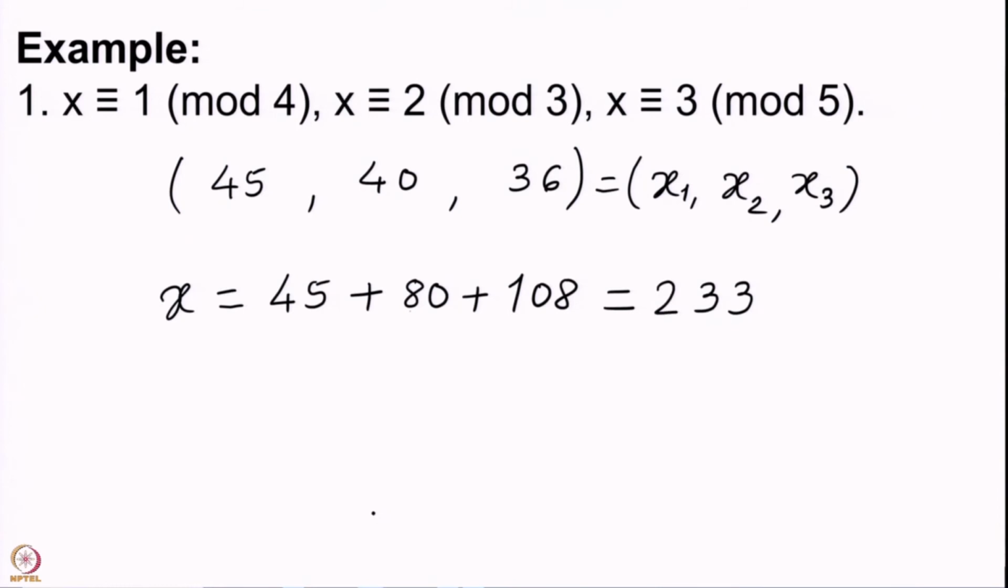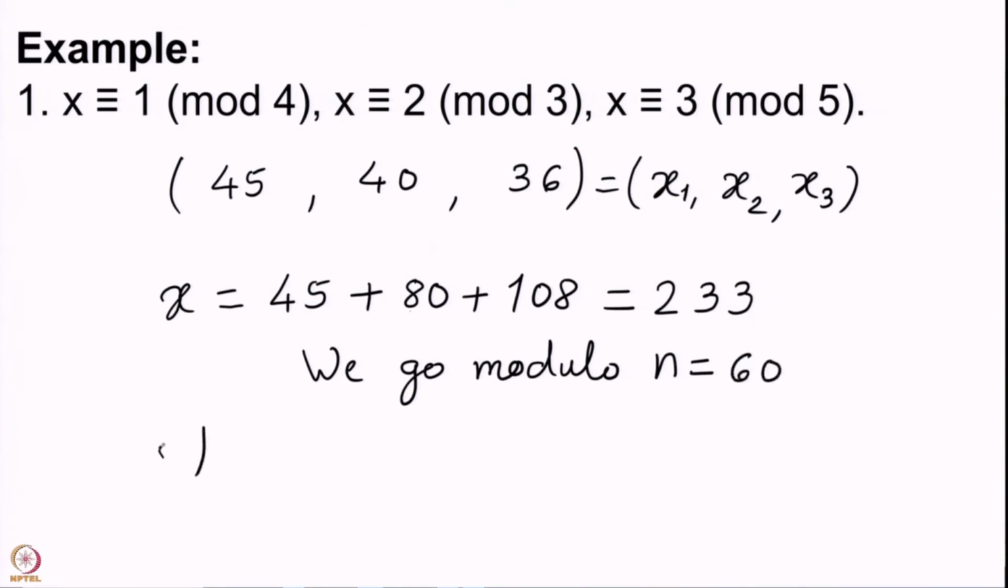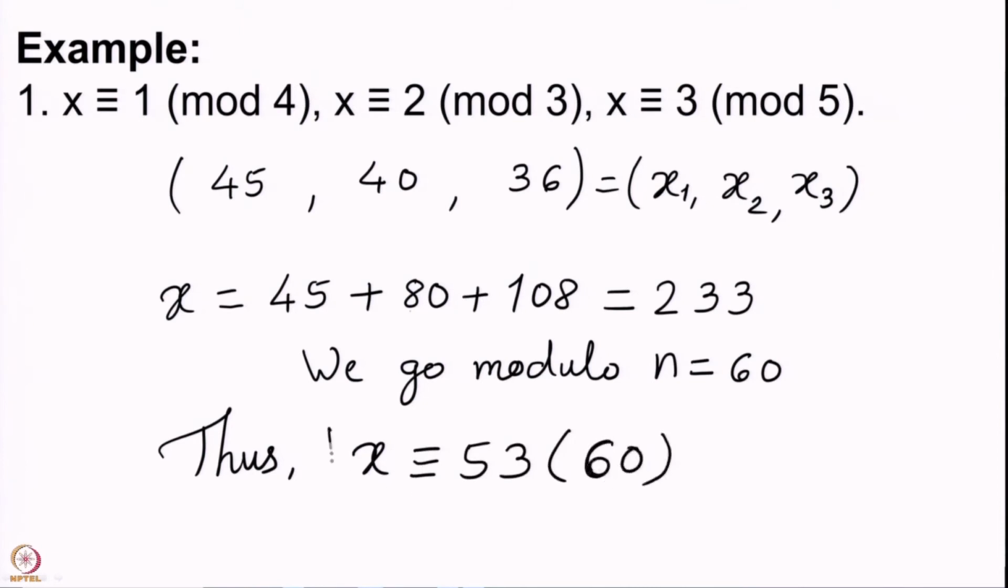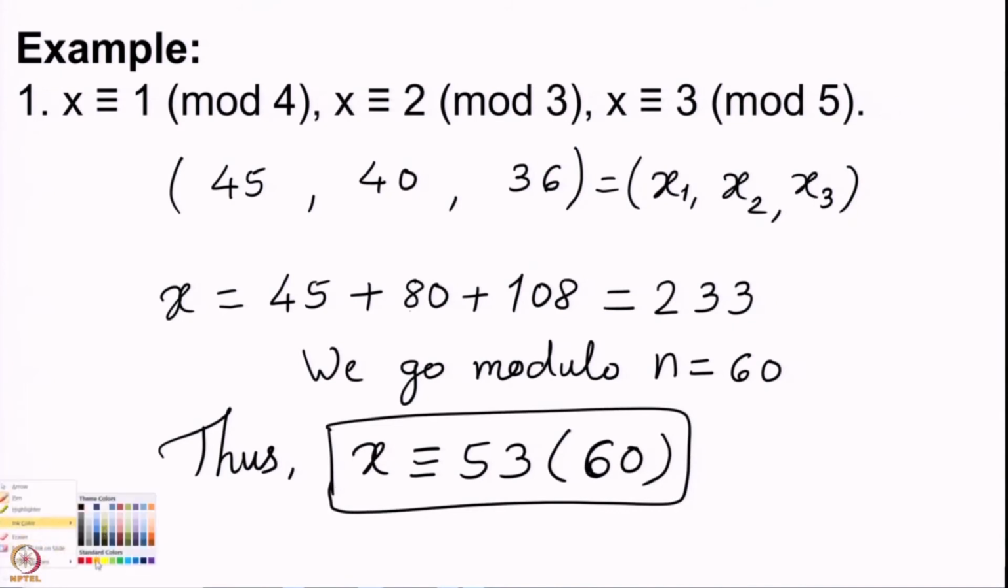But we should also go modulo the product of the 3 moduli which we have here. So, 4 into 3 into 5, which is 12 into 5, which is 60, and thus our answer is x congruent to 53 mod 60. So, I will now just write 60 here, and this is what we always tell all the school students, that once you have computed the answer you should check it again.